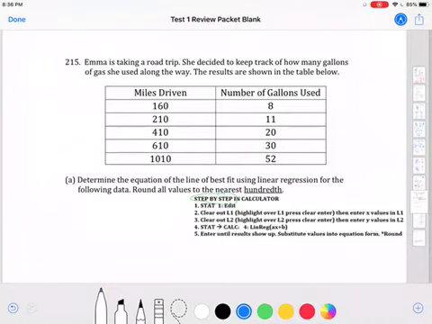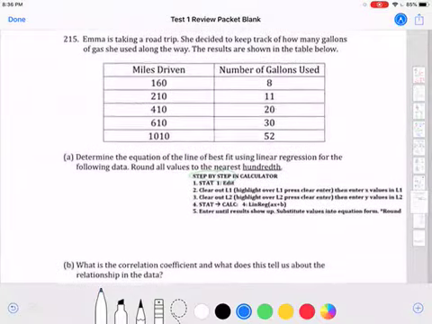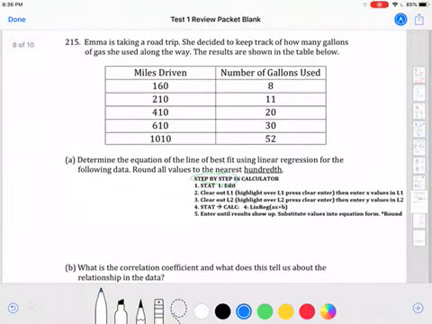All right, so working this out on the calculator, it says Emma is taking a road trip. She decided to keep track of how many gallons of gas she used along the way. The results are shown in the table below. So part A says determine the equation of the line of best fit using linear regression. That's exactly what the directions are going to say every time it wants you to do this step by step in the calculator. Round all values to the nearest hundredth once we get there.